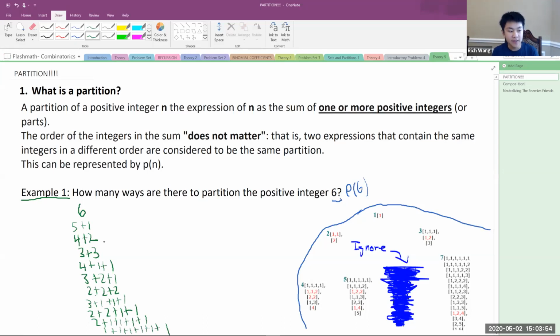Now, to find the answer to this example, and sorry for my diagonal writing, all you have to do is count the number of total partitions we have. So 1, 2, 3, 4, 5, 6, 7, 8, 9, 10, 11. So in total, we have 11 partitions.